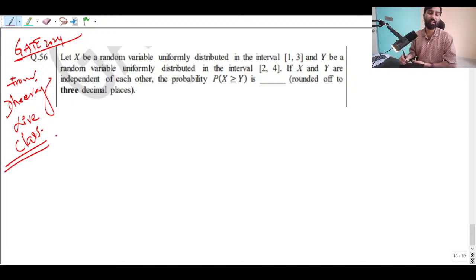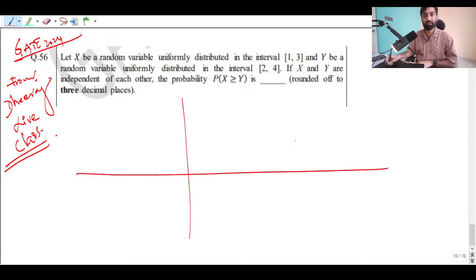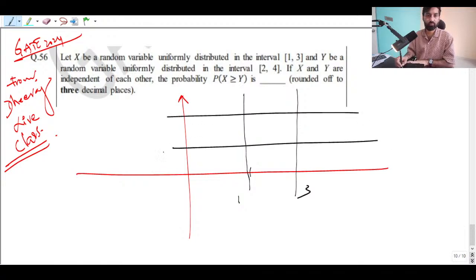Since x and y are given, x is a random variable that is uniformly distributed. So it is a uniform case, but it is uniform in a certain region D. First of all, we have to draw the support. Drawing the support means x takes values between 1 and 3, and y takes values between 2 and 4. So this region is D, uniform in D.